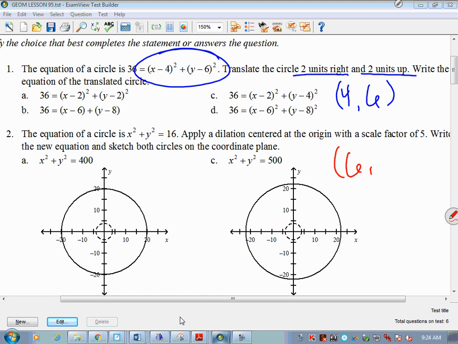So the new coordinate is going to be 6, and I'm going to go 2 units up. So obviously that affects 6. Is that adding or subtracting? Adding. So we're saying the new center of the circle is 6, 8. Now I need to rewrite the equation for the circle. Did we change the radius at all? No. So 36 remains the same. I'm going to write this as x what? Is it x minus or plus 6? Minus 6 squared plus y minus 8 squared equals 36, or equals 36 on the other side.